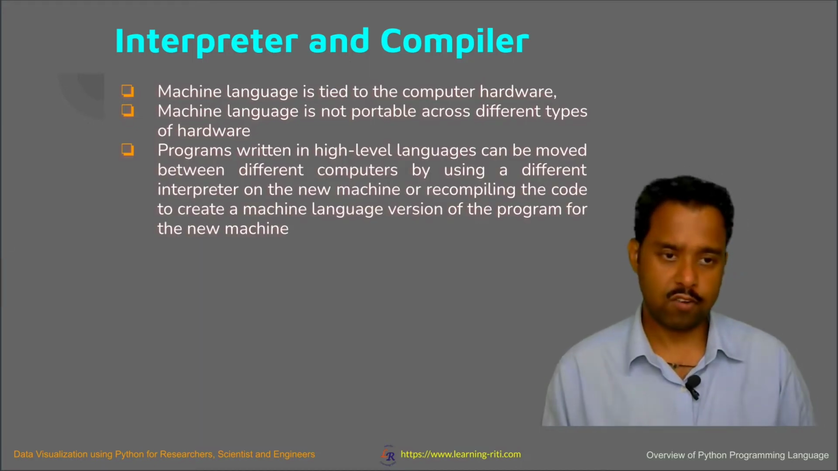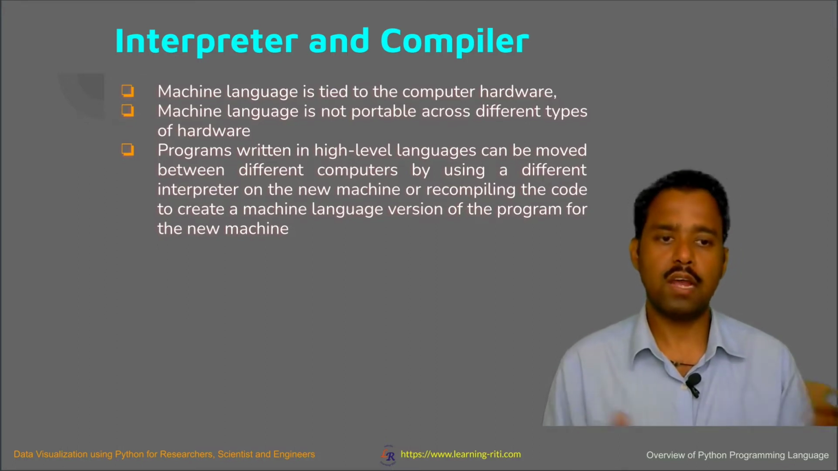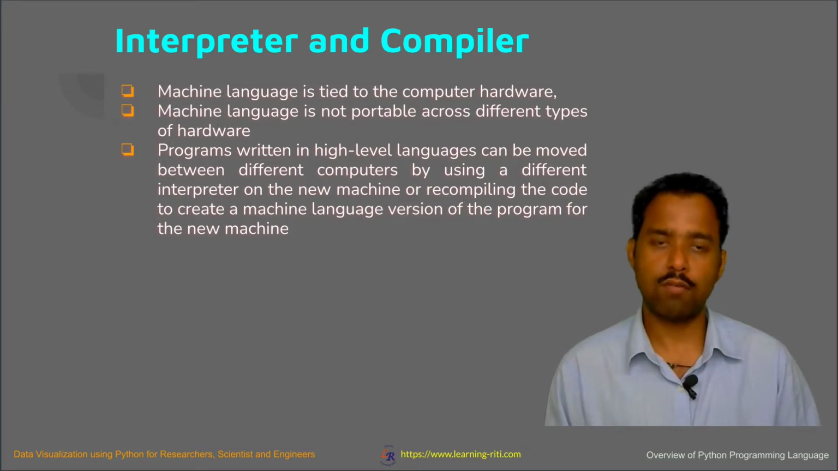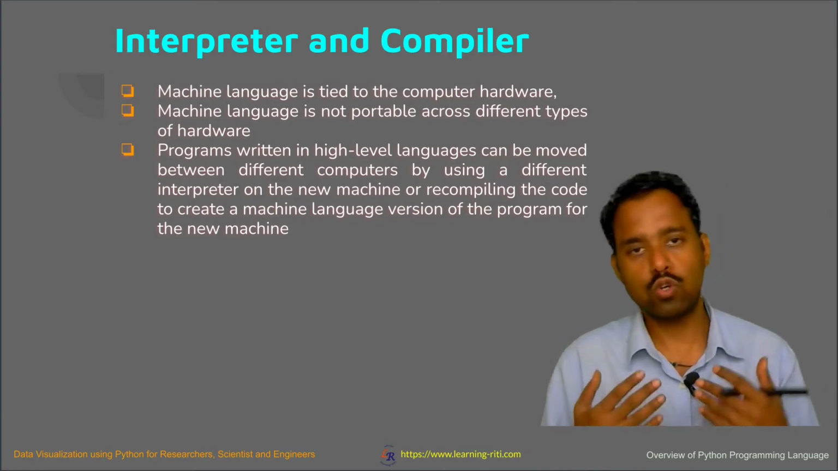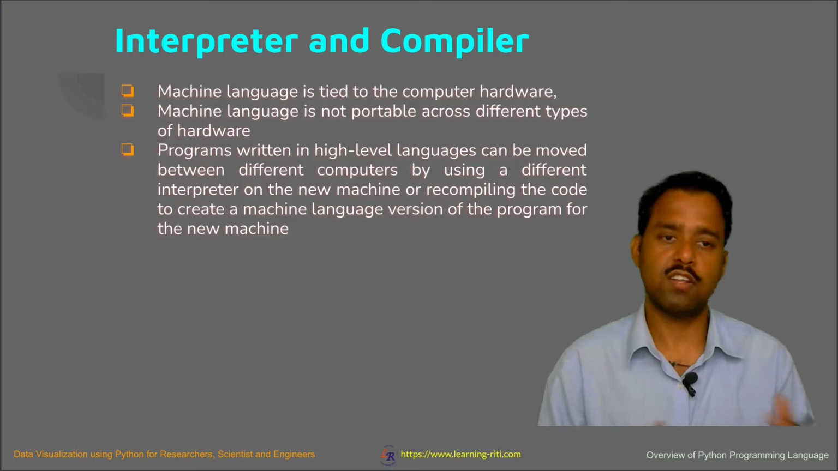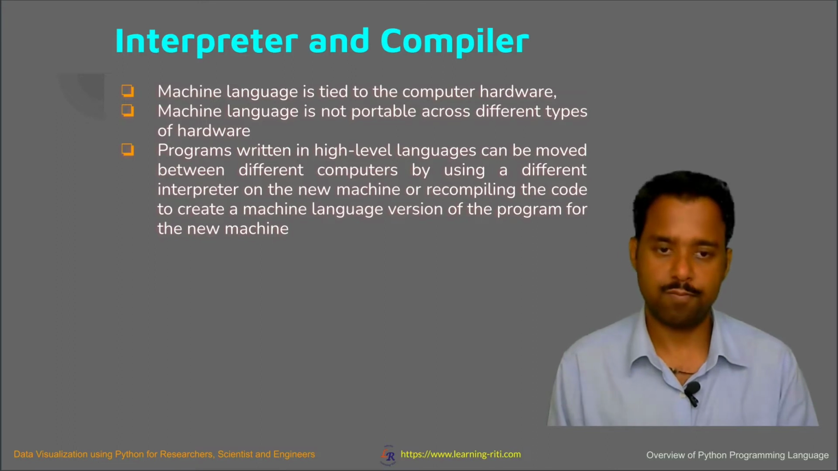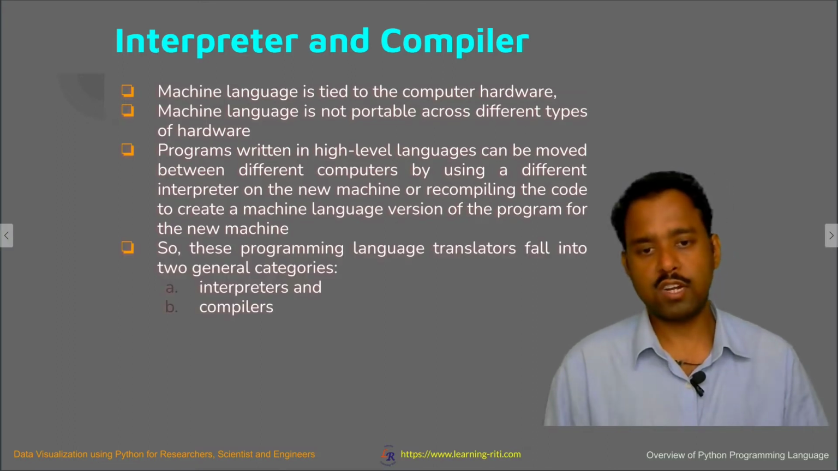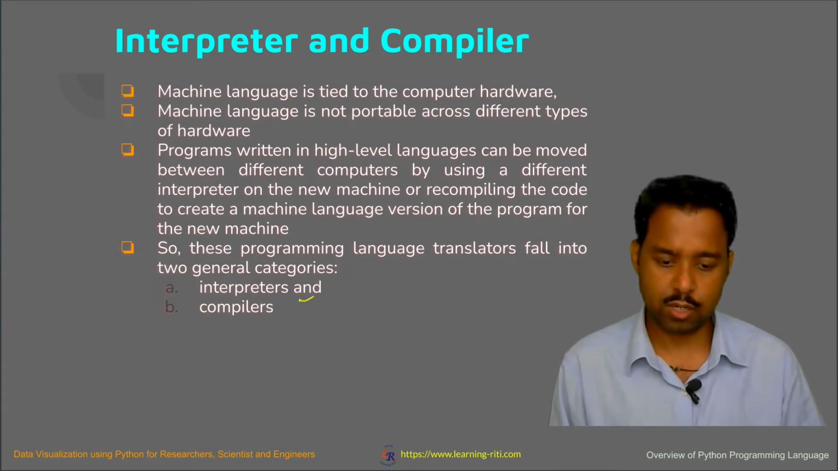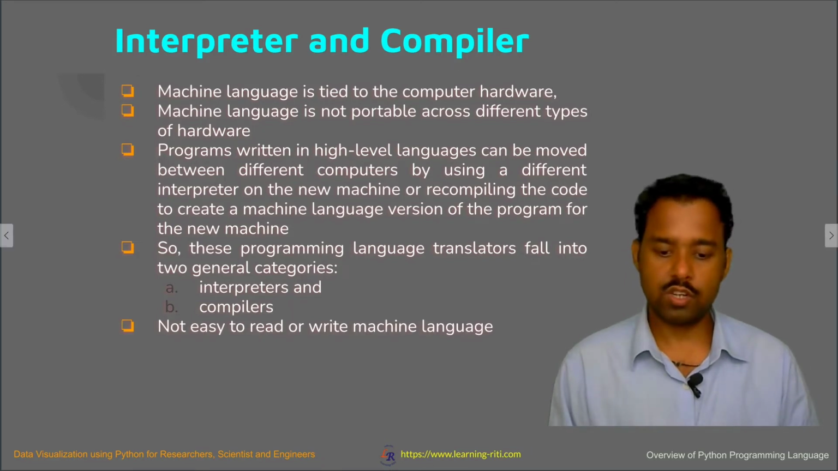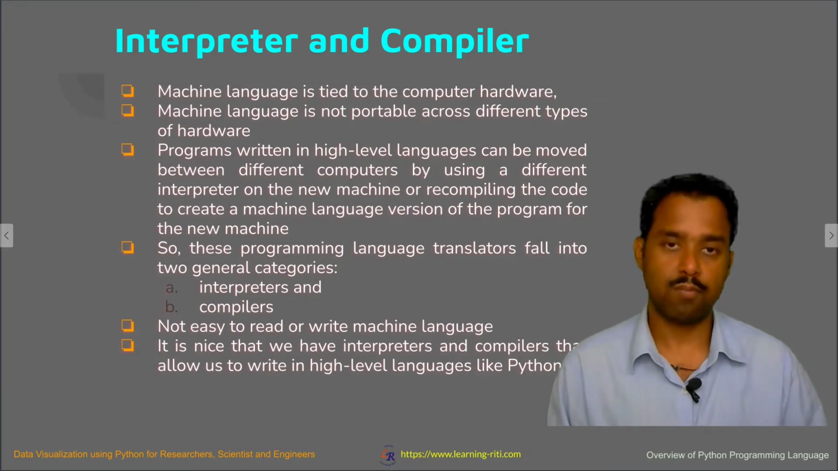There lies the beauty of high level language, which can be moved between different computers by using a different interpreter for the new machine, or by recompiling the code to create a machine language version of the program for the new machine. So with the help of interpreter and compiler, you have the flexibility to use different types of machines and different hardware, which can be converted to their machine language accordingly. In summary, we have two programming language translators, the interpreter and compiler. This is not done by machine language; we cannot do it, but with the help of interpreters and compilers, we can do a lot of things.